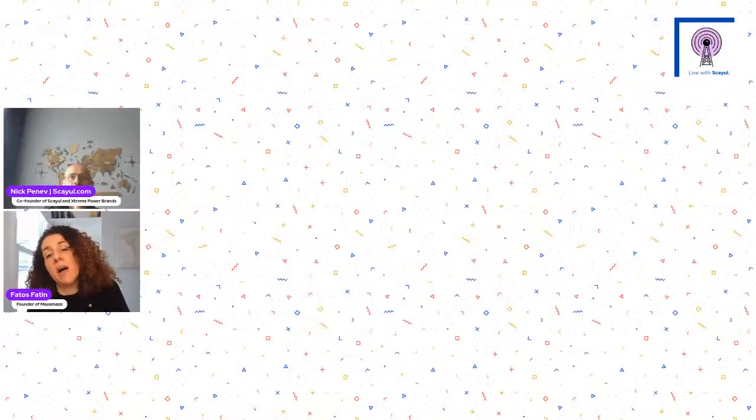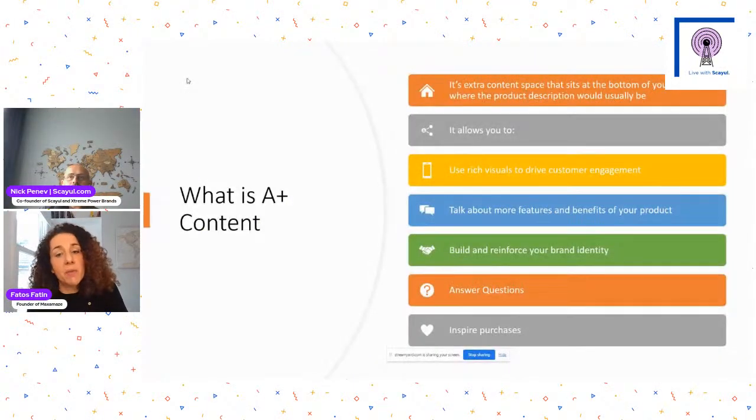So what is A+ content? Just very briefly, I know pretty much everybody knows what A+ content is, but I do still find so many listings that don't actually have A+ content. So just very, very quickly run through that. And then what I'm going to do is some live screen shares, show you some live listing examples so we can see what you can do with A+ content.